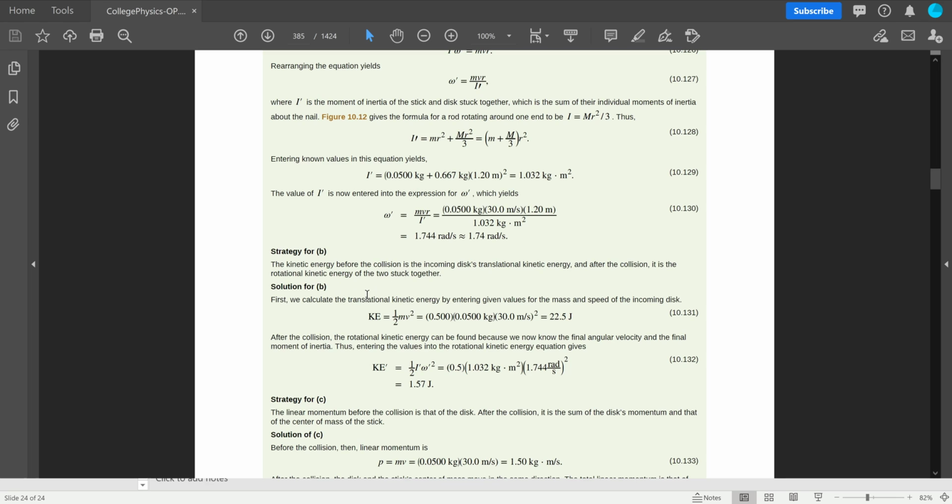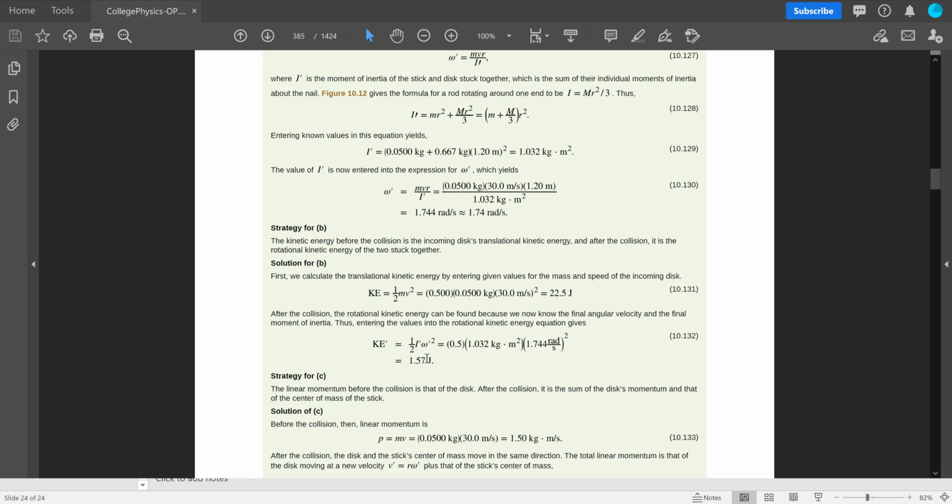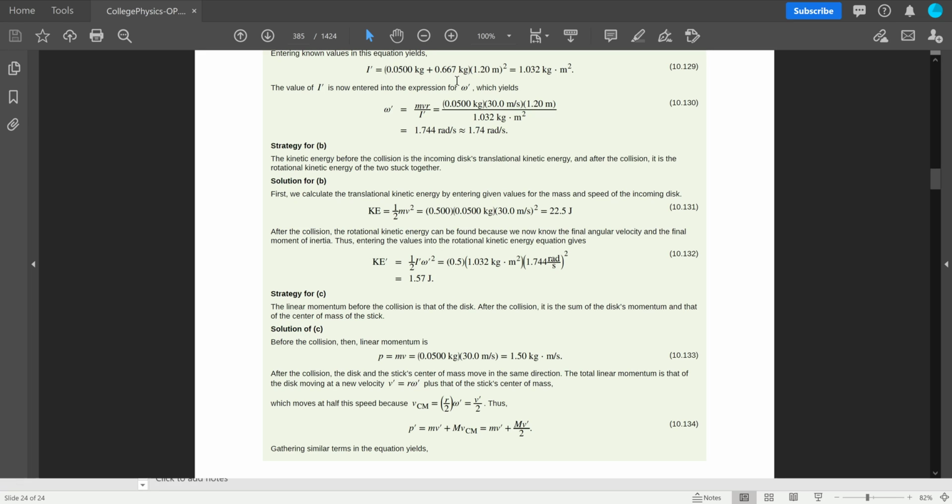So for B, the kinetic energy before the collision is the incoming disk's translational kinetic energy, and after the collision, it is the rotational kinetic energy of the two stuck together. So originally, the disk was just moving in a linear fashion. So we do our regular linear kinetic energy. So 0.5 times 0.05 times 30 squared. So that gives us 22.5 joules. After the collision, they stick together. So we have our 1/2 I prime omega prime squared, and we just found our I, 1.032 kilograms meters squared, times our omega prime, which we just found as well, 1.744 radians per second, squared. That gives us 1.57 joules. That was pretty straightforward because we just solved everything up there.